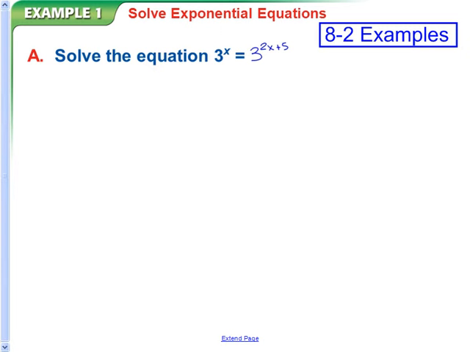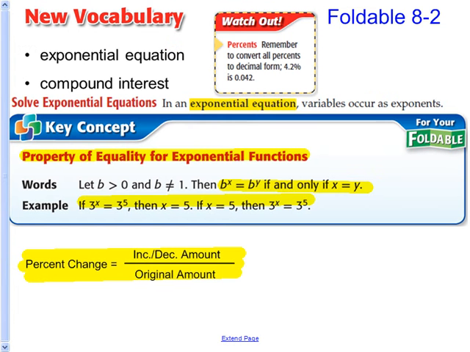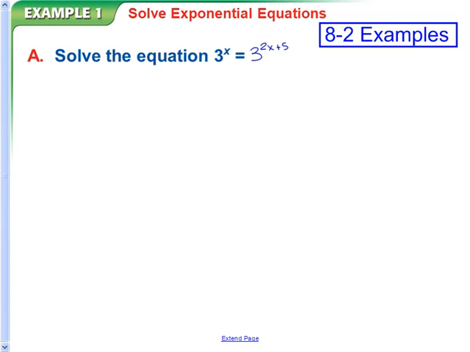So now both of the bases are the same. And so if both of the bases are the same, that means that the exponents should equal one another. Just like we used back here. If 3 to the x equals 3 to the 5th, then x has to equal 5. They have to be the same. So here we're going to use that and say x has to equal 2x plus 5.